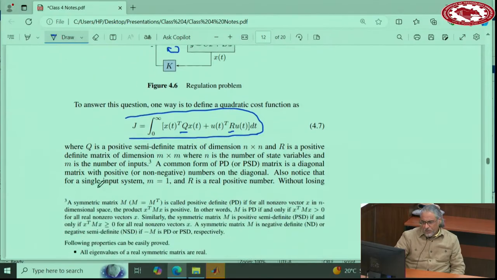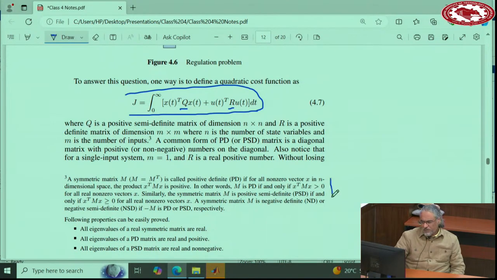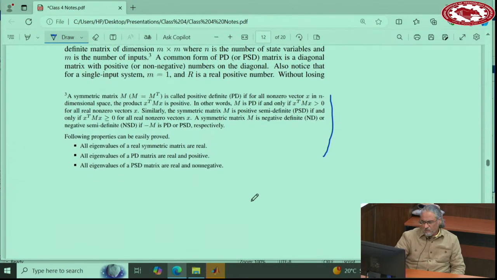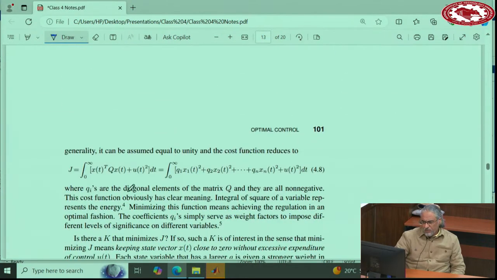Okay, so here is a little definition about positive definite and positive semi-definite. If you don't know, just read through. Okay, so if you choose Q as a diagonal matrix, and let's say u is a scalar, we only have one input, the cost function becomes this. So like I told you, this indicates the energy of x1 with a weight factor of q1. This indicates the energy of x2 with a weight factor of q2, and so on. And this indicates the energy of u.